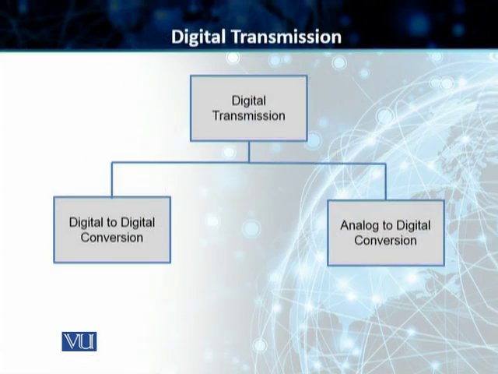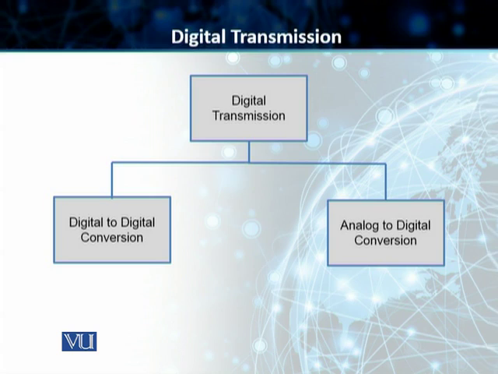We can send digital data in the form of digital to digital conversion. So we have digital data, we convert it into a digital signal and we transmit it over a transmission medium. Students, in the second case, we can have analog data that we convert to a digital signal and we send this digital signal over the transmission medium.